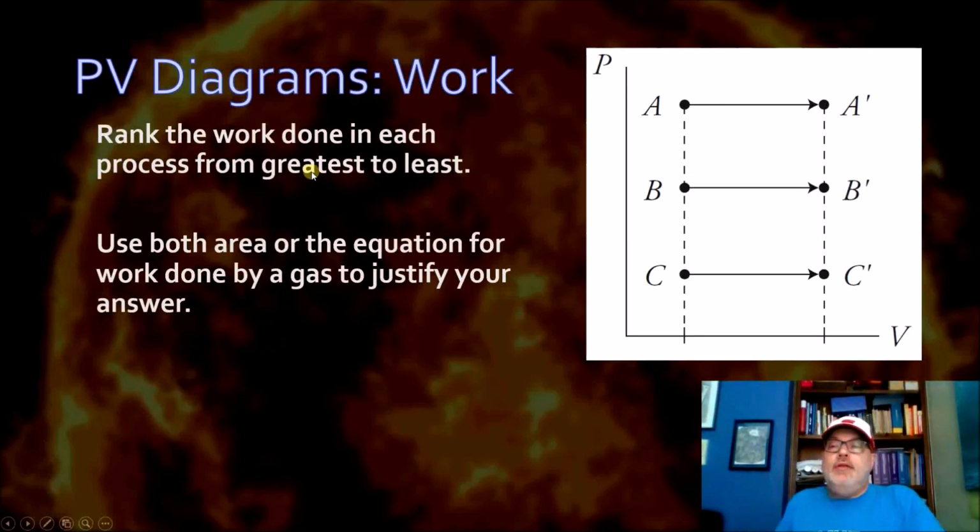Rank the work done from greatest to least in these three processes. So we can do this two ways. We can say, well, they all have the same change in volume. So A has the highest pressure, so there must be the most magnitude of work for A, and then B and C. Or you could look at it from an area standpoint. We have a small area under C, we have a bigger area under B, and the largest area under A.